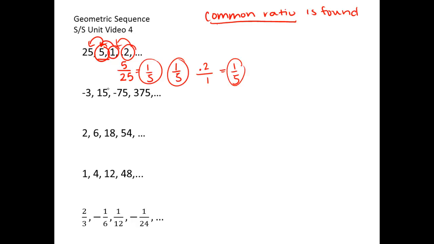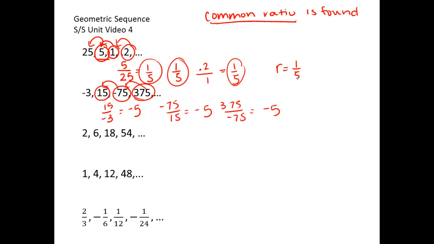Let's try the next one. 15 divided by -3 is -5. -75 divided by 15 is -5. 375 divided by -75 is -5. So here my r value was 1/5. Here my r value is -5. 6 divided by 2 is 3. 18 divided by 6 is 3. 54 divided by 18 is 3. So we have many ways that we could do this, but it is important that you take it more than just the first two to determine your common ratio.